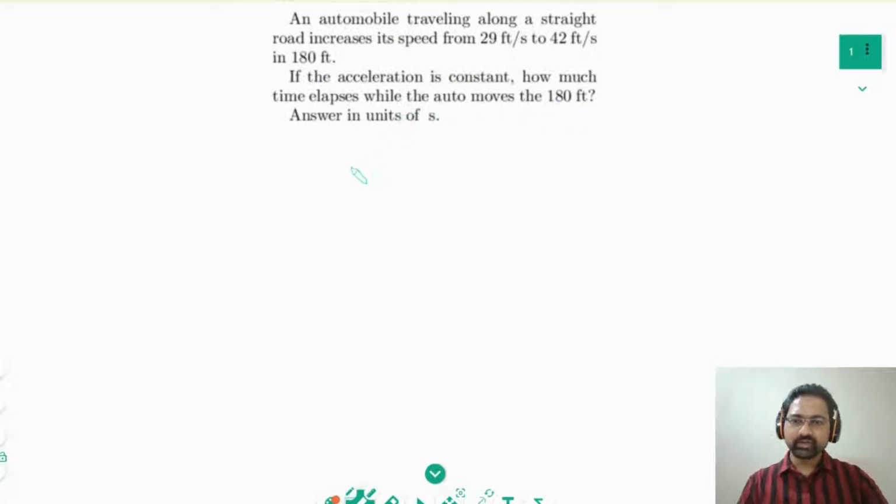Okay, so let's write down what we are given. We are given the initial speed. The initial speed, let's call it V naught, is 29 feet per second, and then we have the final speed, let's call it V, which is 42 feet per second. Again, the displacement, or in this case the displacement and distance, is the same because they are traveling along the same line. So this is 180 feet. That is also given to us.